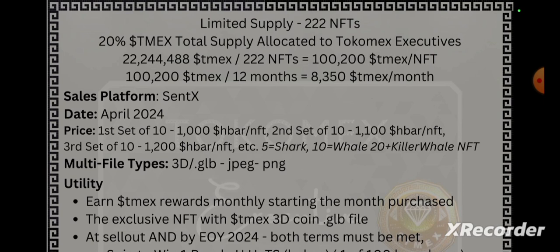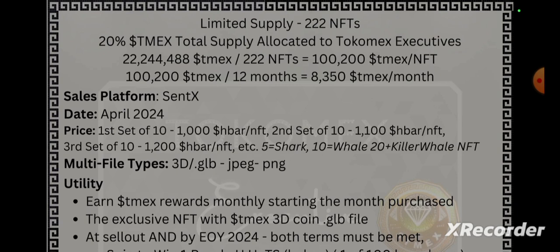That way we don't mint more than 200, and we reserve the last 22 fractions for creating shark status, whale status, and killer whale status, all on the same token ID. So yeah, that's another way we can add a little value. That's another way people can hold our Tokomex sharks, our Tokomex whales, and the Tokomex killer whales.